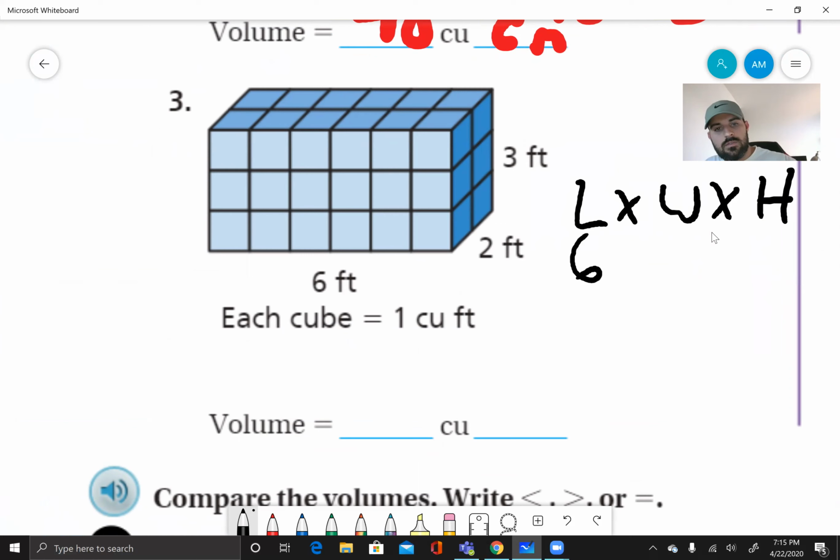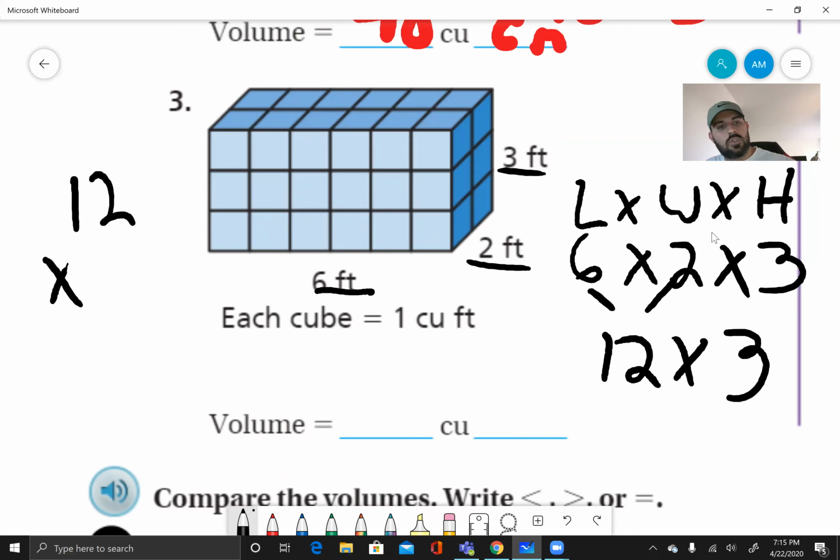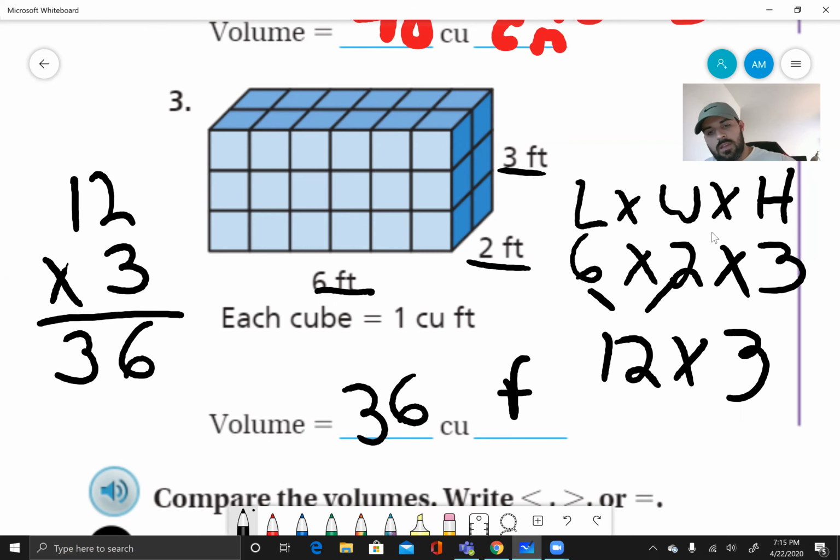Length of 6. I have a width of 2. And I have a height of 3. 6 times 2 is 12, times 3. 12 times 3 is, 3 times 2 is 6, and 3 times 1 is 3. So it would be 36. And I'm done. Pretty easy.